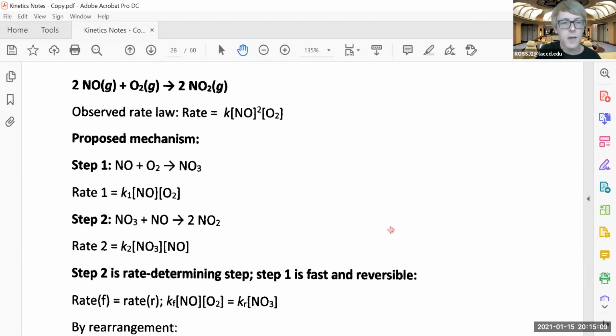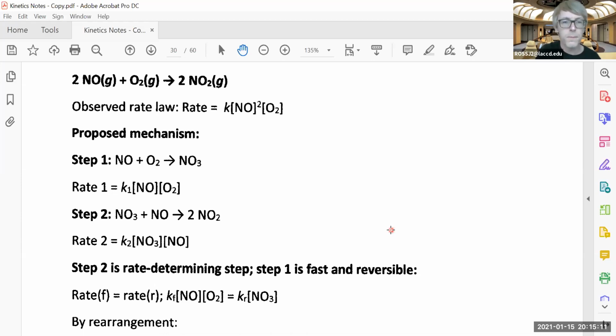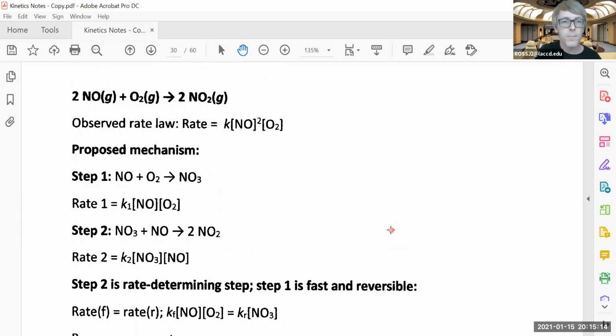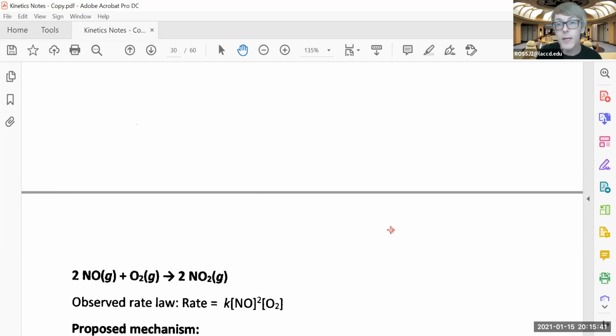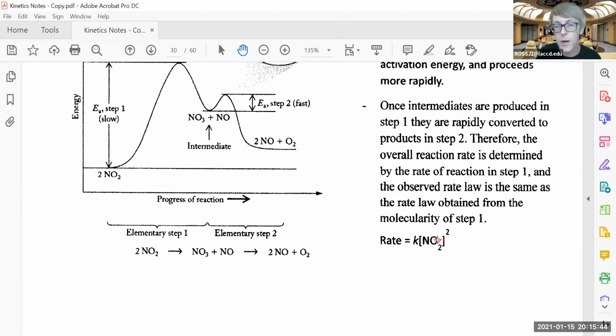Okay, so this is an extension of these ideas. Now we saw in the previous example that we had an intermediate. The intermediate was NO3, if I remember correctly. Yeah, the intermediate was NO3. So previously we had an intermediate NO3. Fortunately, however, the intermediate NO3 was not in our rate expression. But what if your intermediate is in the rate expression?